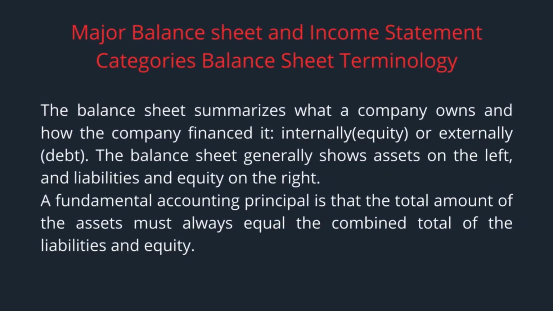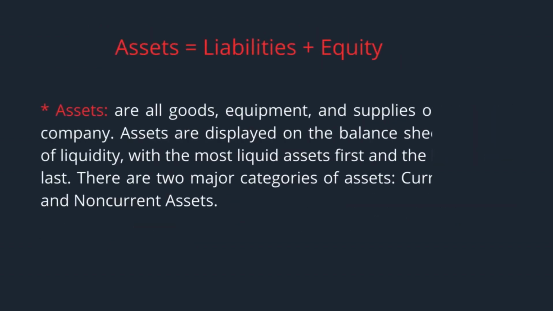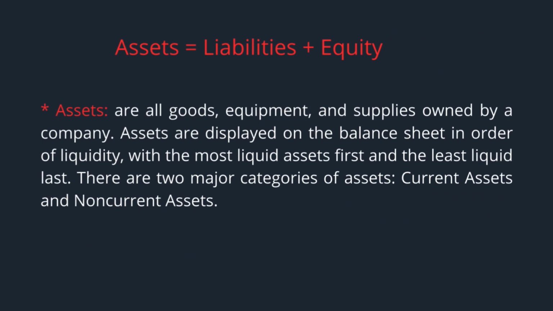Major balance sheet and income statement categories. Balance sheet terminology. The balance sheet summarizes what a company owns and how the company financed it: internally, equity, or externally, debt. The balance sheet generally shows assets on the left, and liabilities and equity on the right. A fundamental accounting principle is that the total amount of the assets must always equal the combined total of the liabilities and equity. Assets equals liabilities plus equity.